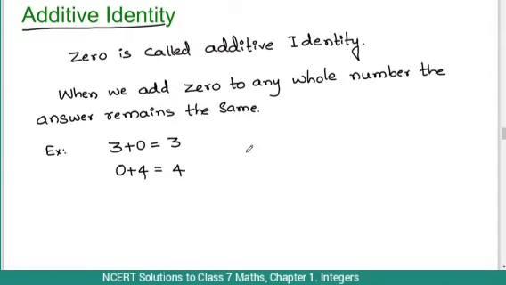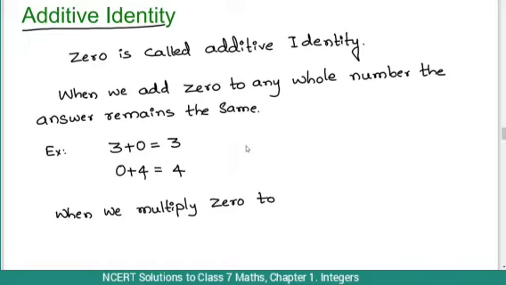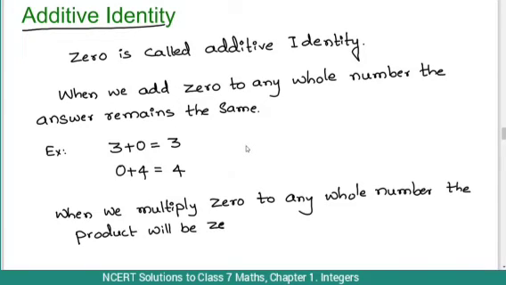When we multiply 0 to any whole number or integer, the product will be 0. Example, 3 × 0 is equal to 0, 0 × 4 is equal to 0.